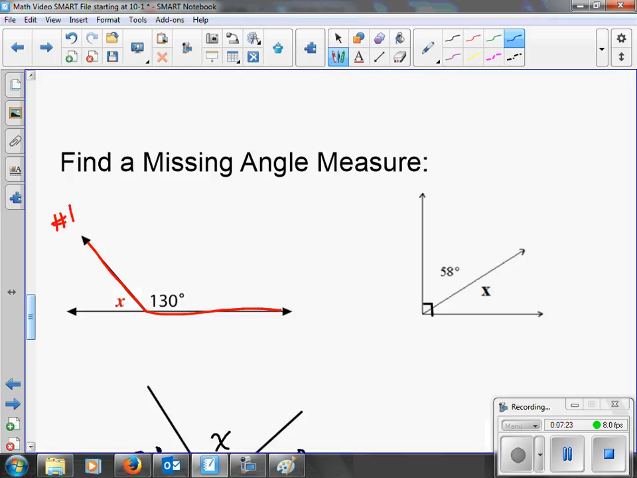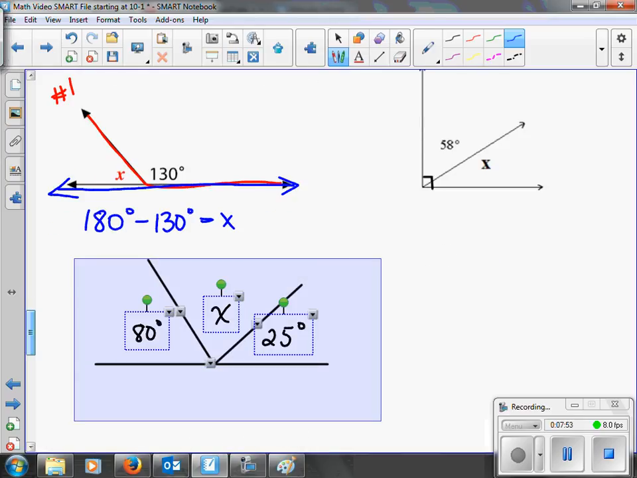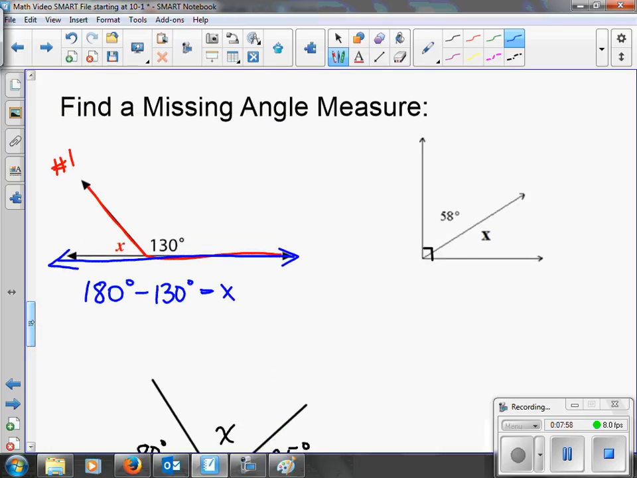Well, I'm going to say to myself, I know this for a fact from last section that going straight across this blue line, which is not drawn straight, it's a little bit crooked, has to equal what? Has to equal 180 degrees. So what I'm going to do is subtract the 130 degrees to figure out x. That makes sense because I want to solve and figure out what x is. It's supposed to say equal.